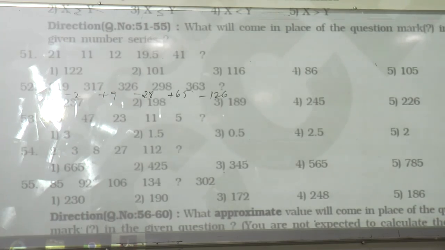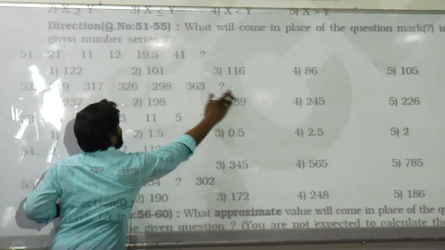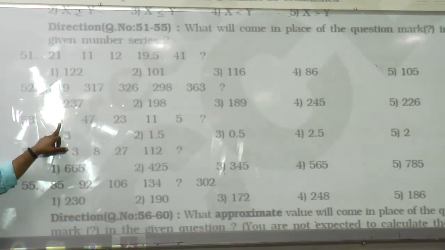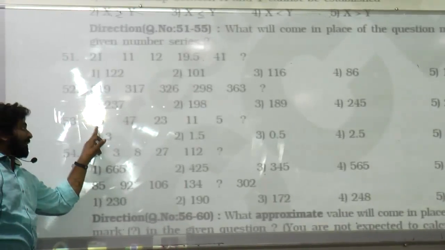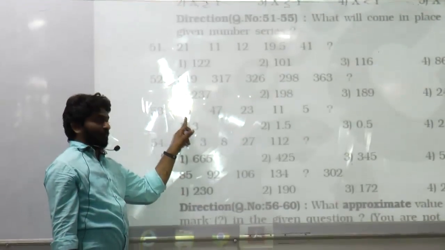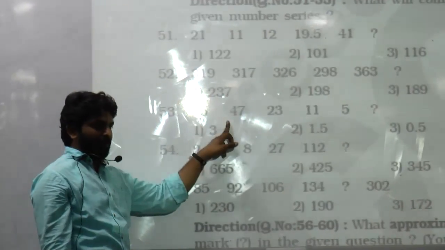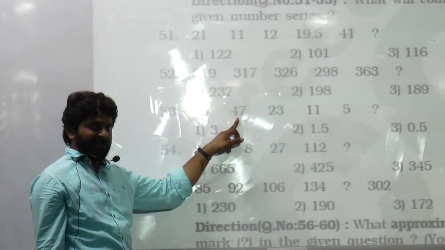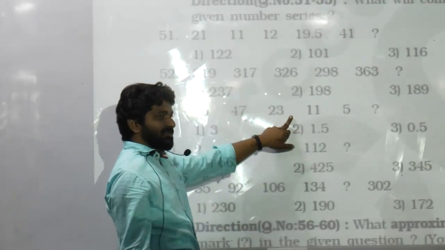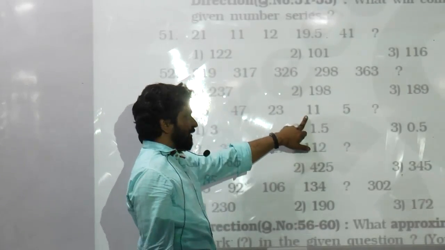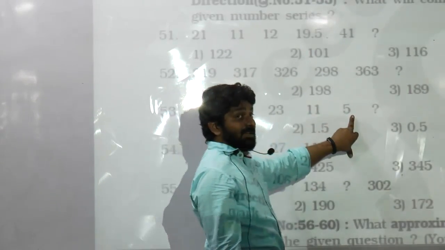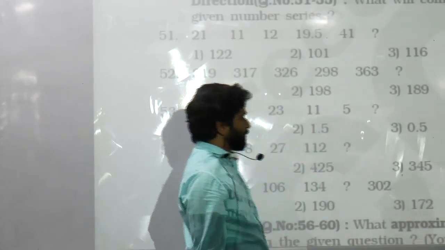Next. Minus 1 by 2. Minus 1, divided by 2. Minus 1, 46. Divided by 2, 23. Minus 1, 22. Divided by 2, 11. Minus 1 by 2. So 5 minus 1, 4. By 2 is 2.